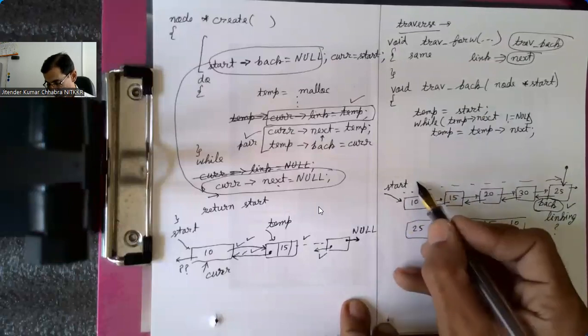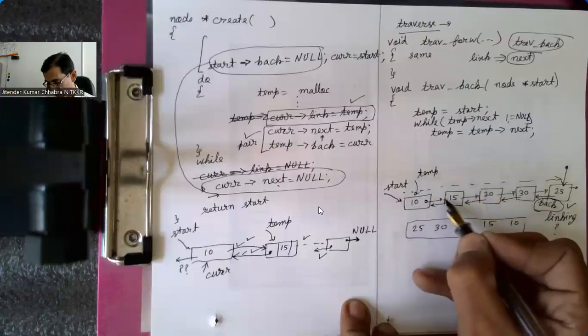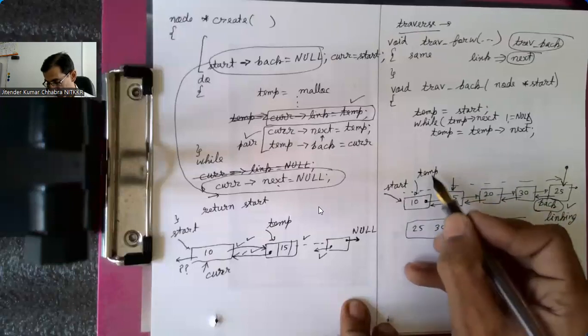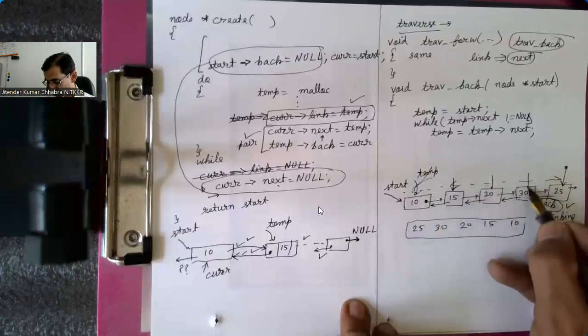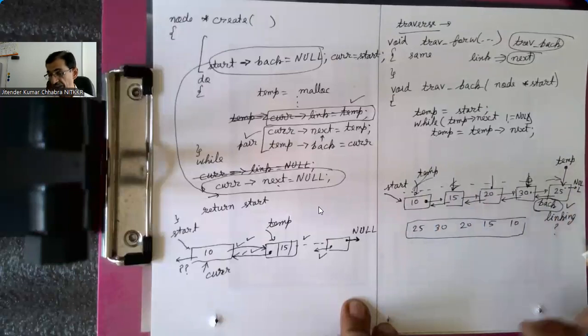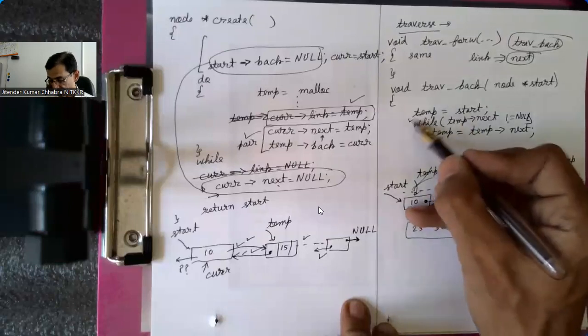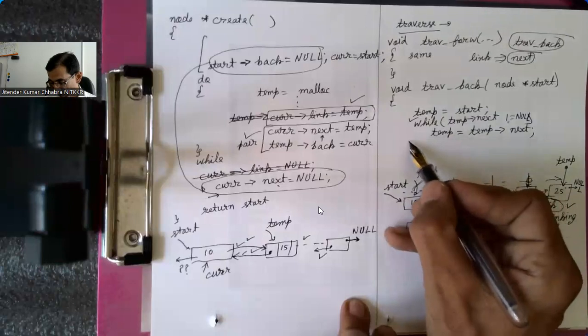Temp is here, so your temp is starting from the first node. Temp arrow next not equal to null, bring temp here. Not equal to null, bring temp here. Temp arrow next not equal to null, bring temp here. Temp arrow next from 30 not equal to null, temp comes here. Now temp arrow next is null. If it is null, this statement will stop and I will be out of this loop. Effectively now my temp is ready.